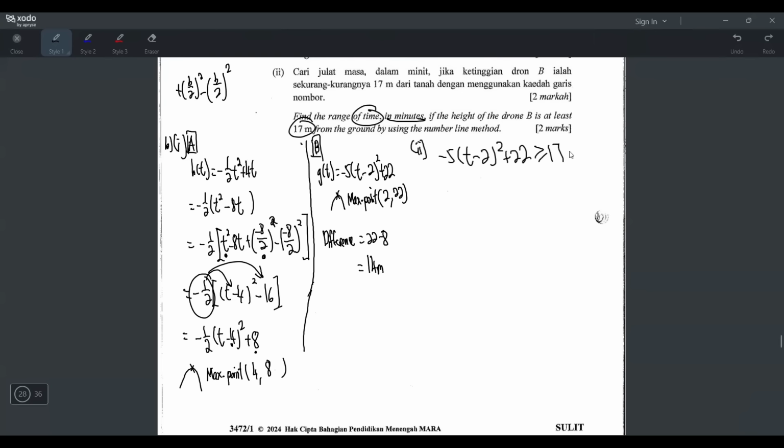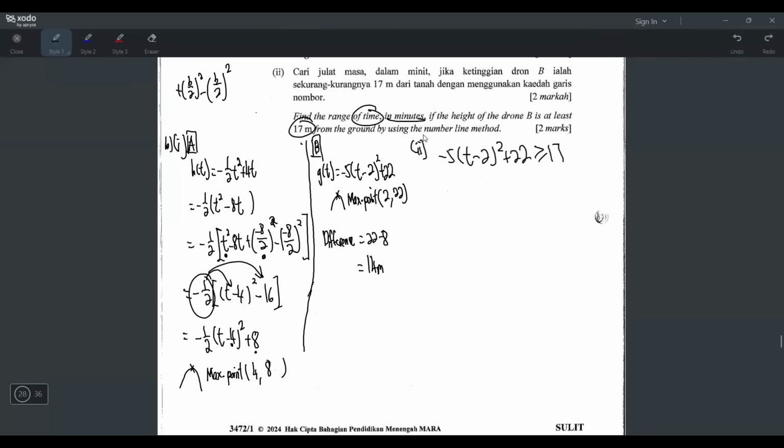So you take the whole thing, bigger or equal to 17. You don't go and substitute 17 into the t here. No, no, no. You can only do that if 17 is the time. But the 17 is actually the height. So you don't replace t with 17. You actually take the whole thing, bigger or equal to 17.